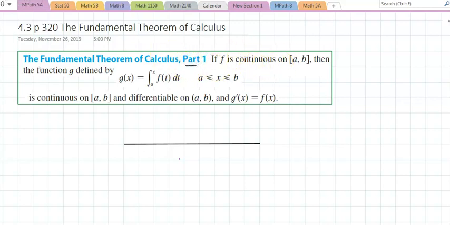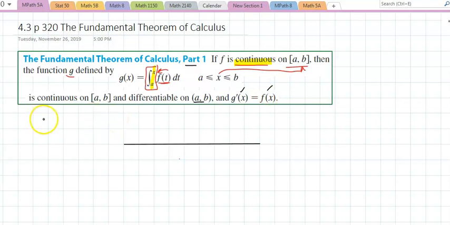Part 1 says, if f is continuous on the closed interval from a to some b, then the function g, which is this integral from a to some x, where x is in that interval, is continuous on those endpoints. That's the only condition. F must be continuous wherever you are integrating, right? And differentiable on the open interval. Then g prime is f of x. What does that mean?